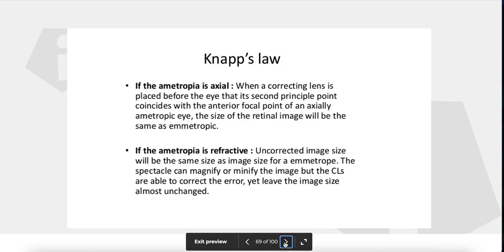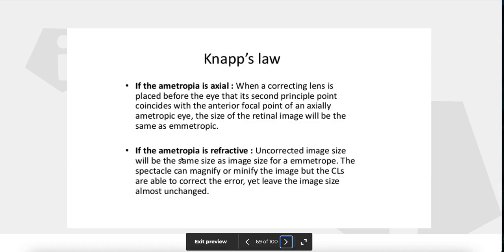The reason behind his theory is that if the ametropia is axial and we are correcting with a lens placed before the eye, then the second principal point coincides with the anterior focal point of an axially ametropic eye, so the size of the retinal image will not change. It will be the same as the emmetropic eye. But if a patient has refractive myopia or refractive hypermetropia, in this case the uncorrected image size will be the same as the emmetropic image size.